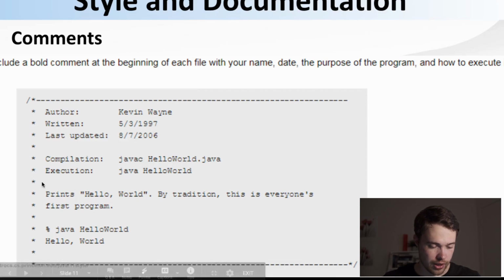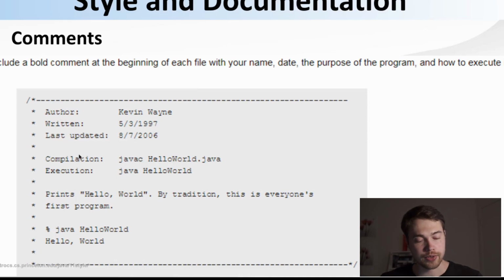And you see it also over here, in the same column. Written, the date when it was written, last updated, the date when it was updated. Most likely when you're doing homework, it will be exactly the same date, since that's the last time you update the code, but still do that. Compilation: javac HelloWorld.java. In your case, you need to say compilation colon, also aligned, javac, and then provide the name of your .java file, for example homework5.java.